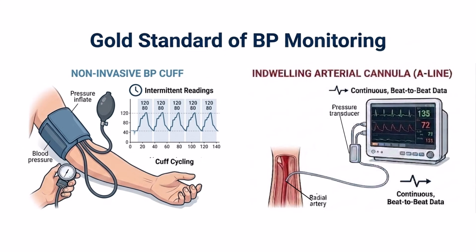Why do we place arterial lines? While non-invasive blood pressure cuffs are excellent for routine monitoring, an indwelling arterial catheter remains the gold standard for continuous hemodynamic assessment. Unlike a blood pressure cuff, which provides intermittent readings, an arterial line delivers real-time, beat-to-beat blood pressure measurements. This continuous monitoring eliminates the potentially dangerous gaps between cuff cycles, allowing clinicians to detect and respond immediately to rapid hemodynamic changes.